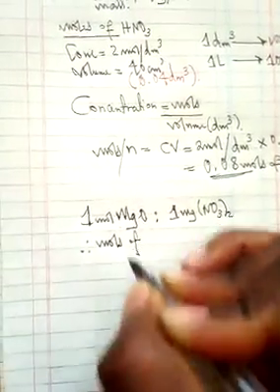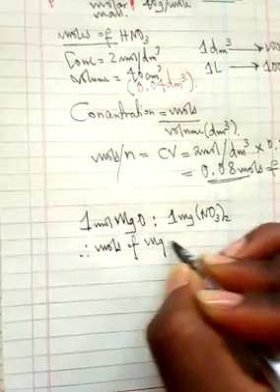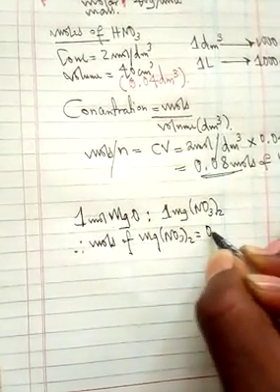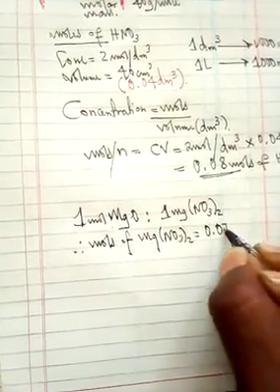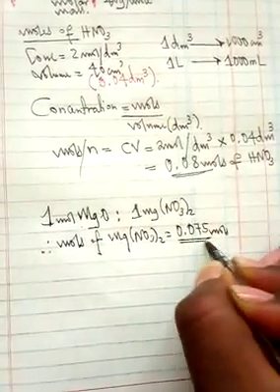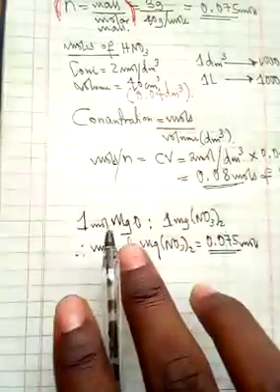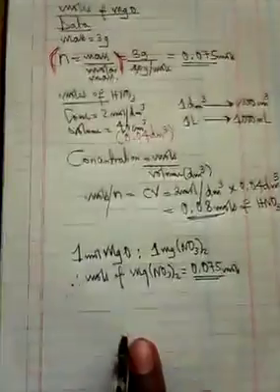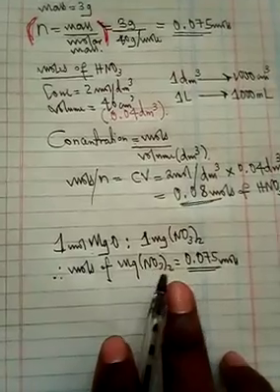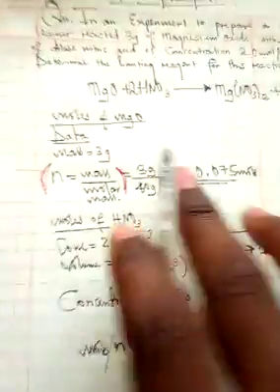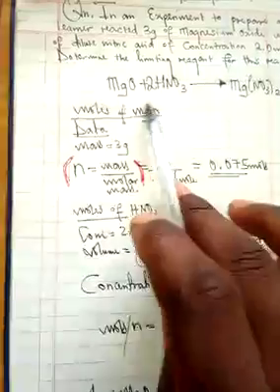So therefore, the moles of magnesium nitrate will be equal to 0.075 moles. So 1 mole of magnesium oxide to 1 mole of magnesium nitrate, the number of moles are the same. If the number of moles of magnesium oxide was 0.075 here, then the number of moles of magnesium nitrate is also going to be 0.075. So we have only played around with magnesium oxide.